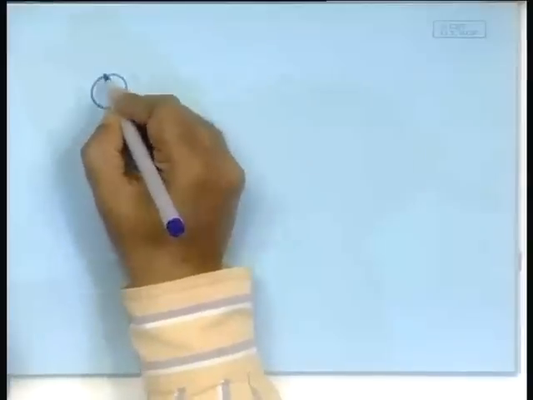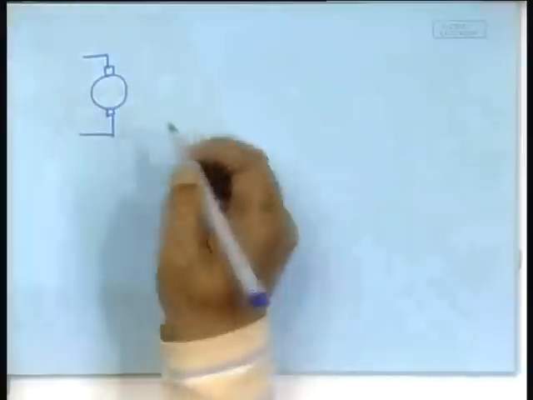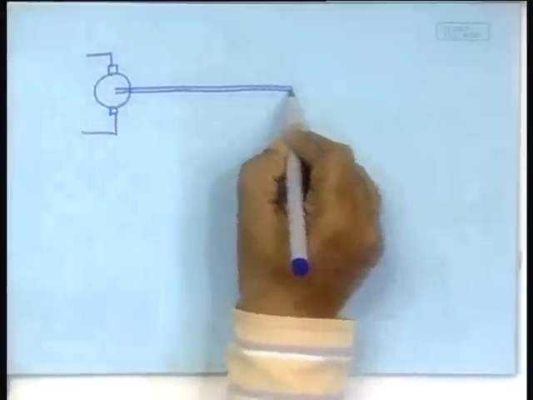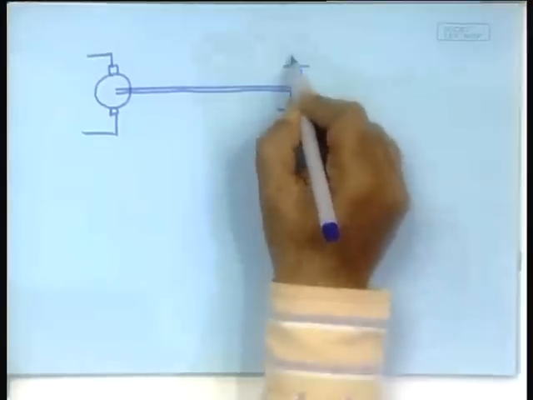Now, what to do with the differential causal storage elements? We have seen that can arise in certain cases. For example, if you have a motor, this side I am not drawing because you know what it was. Here suppose there is a shaft and here there is a mass doing something.